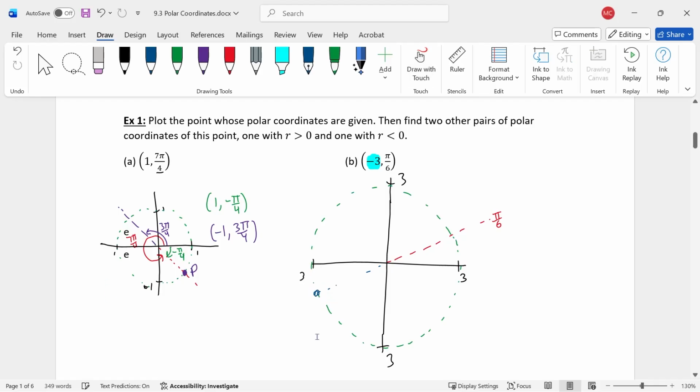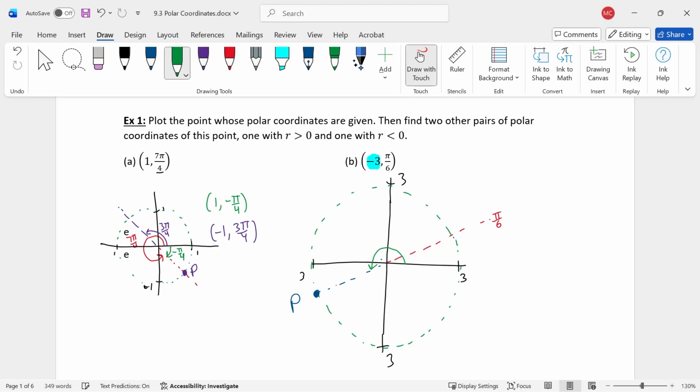So that's going to put P back here. Okay, so there's our point. Now let's find 2 other ways we can represent that point. The first way is we could take this angle, and instead of going to pi over 6, we could take the larger angle here. That's pi plus pi over 6, so that's 7 pi over 6. And so that point would be 7 pi over 6.